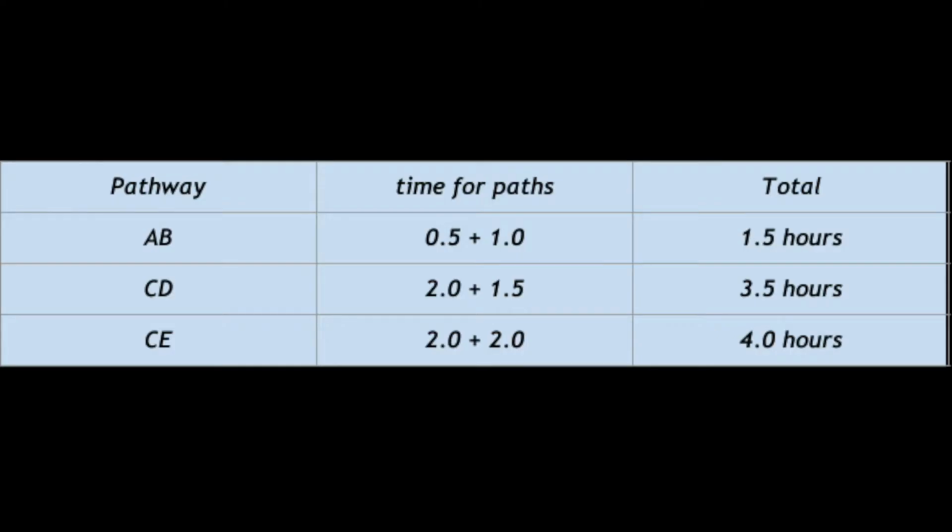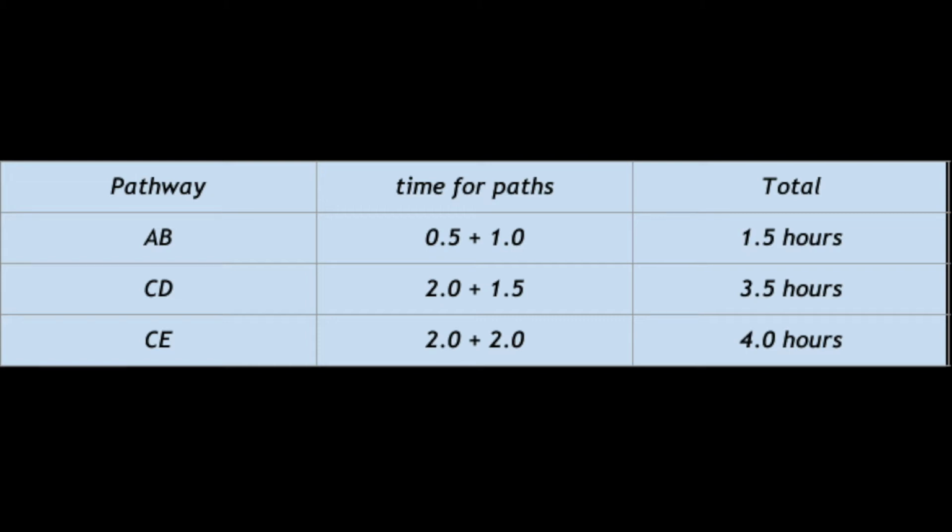So AB can be done in an hour and a half. And if CD can be done at the same time as AB, let me rephrase that. If AB and CD can happen at the same time, AB will finish before CD will, because AB takes an hour and a half. The CD takes 3.5 hours. However, CE takes 4 hours.